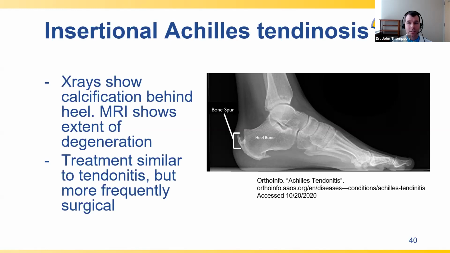The surgery itself would consist of removing the tendon, removing the calcifications and the bony prominences beyond the heel, and then reattaching the tendon. Sometimes we also have to transfer a nearby tendon, again, to augment the function.